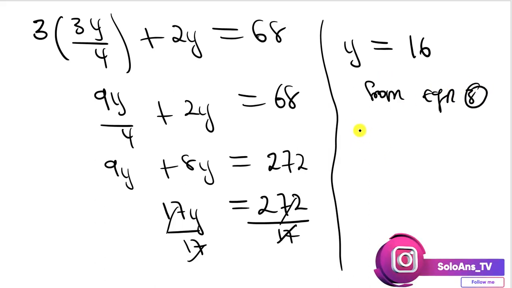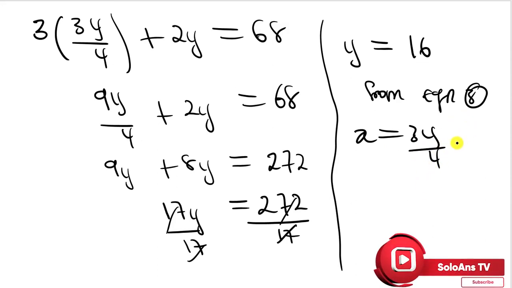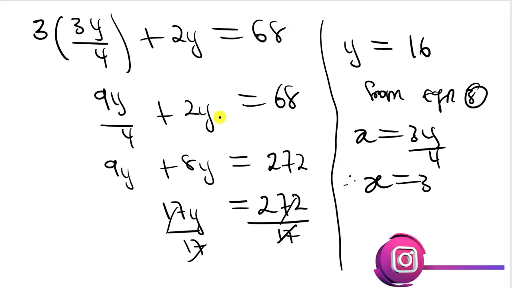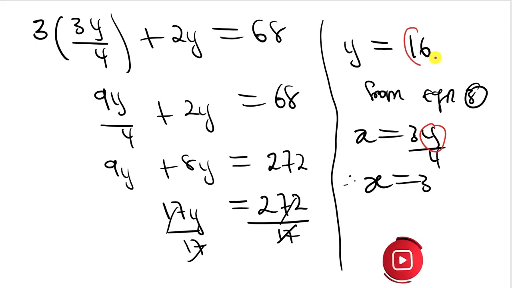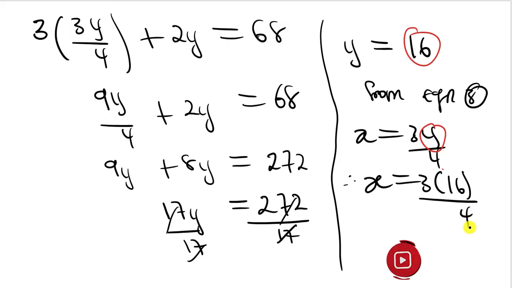We had x to be equal to 3y over 4. So we are going to do the substitution. Therefore, we are going to have x to be equal to 3. We know the value for y. The value for y was 16. So we are going to have 16 over 4. All right, and then we can do some cancellation. So this 4 going into this 16 goes 4. So we are going to get x to be equal to 12.